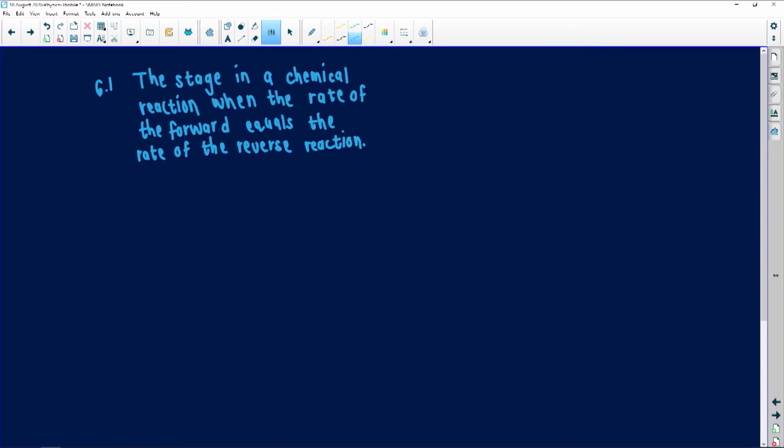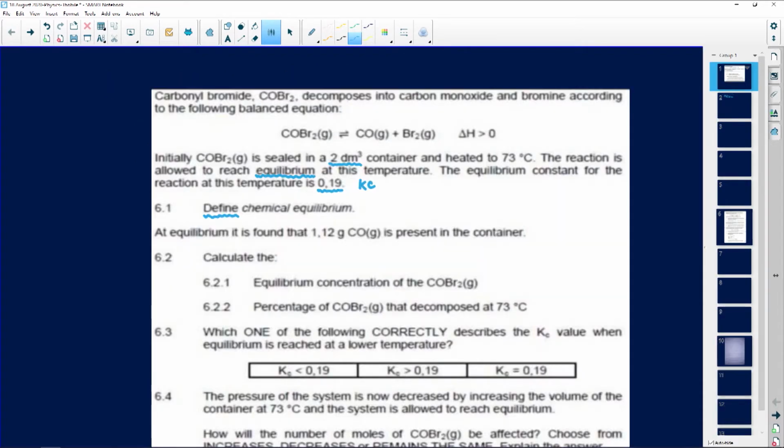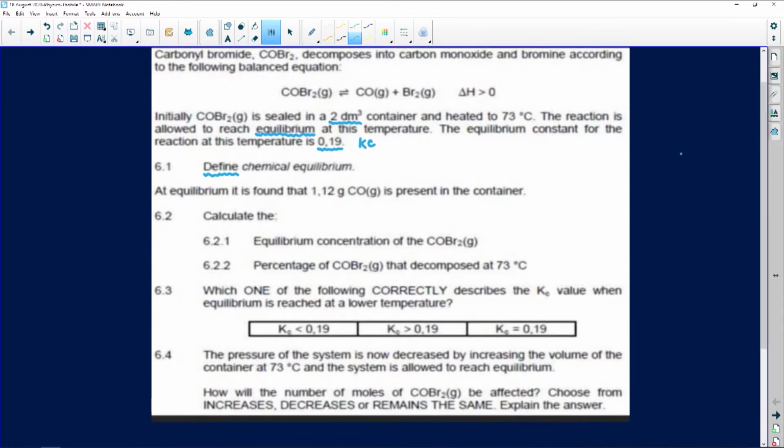So that's a definition. Let's see for how many marks that question actually was. Okay, we don't have a mark allocation, but usually a definition can be 2 to 3 marks, so keep that in mind. So let's continue. It tells us at equilibrium, it is found that 1.2 grams of CO is present in the container. Now, already the examiner is trying to spice this question up a little bit, because in grade 11, we were taught how to move from grams to moles of a molecule. So what you need to do here is first convert these grams into the moles of CO, and then you're able to find what's in equilibrium.